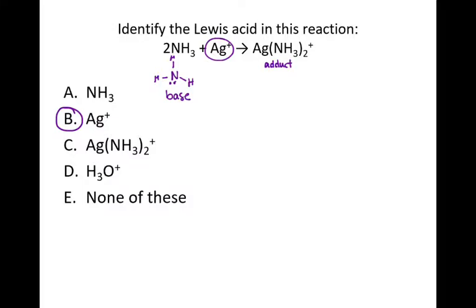Now sometimes with transition metals, we use some slightly different words here. For a transition metal, we might say that silver is the metal and ammonia is the ligand. And that together, those make a complex or a coordination complex. And so you'll see both of these terms, and you can see that the idea of a ligand and a metal makes a complex is kind of interchangeable with this idea of a Lewis base and a Lewis acid make an adduct.